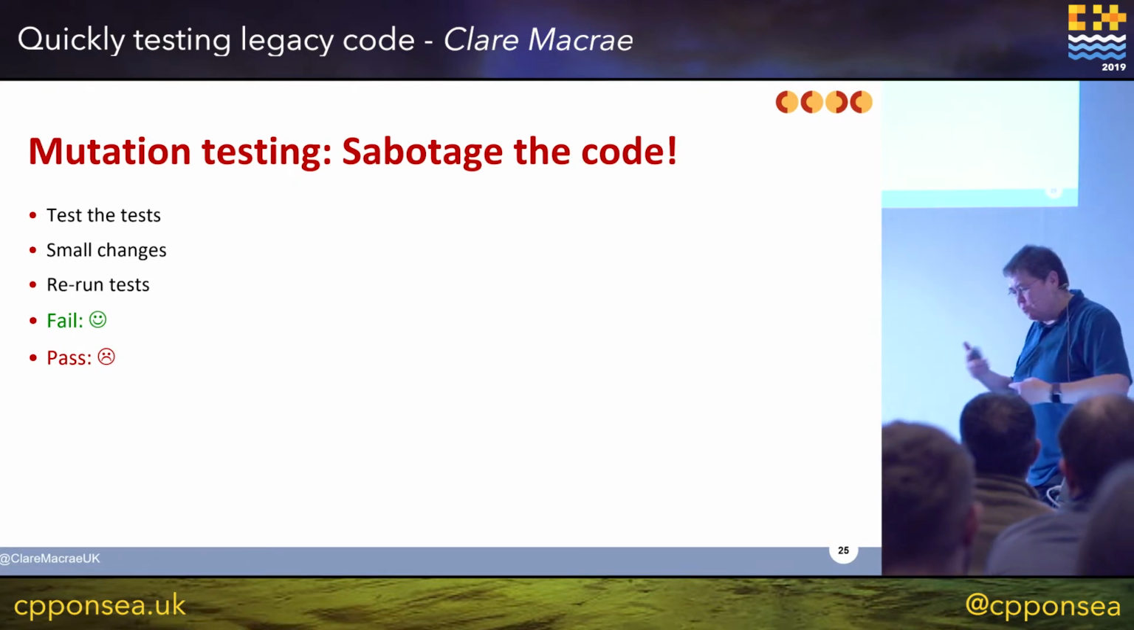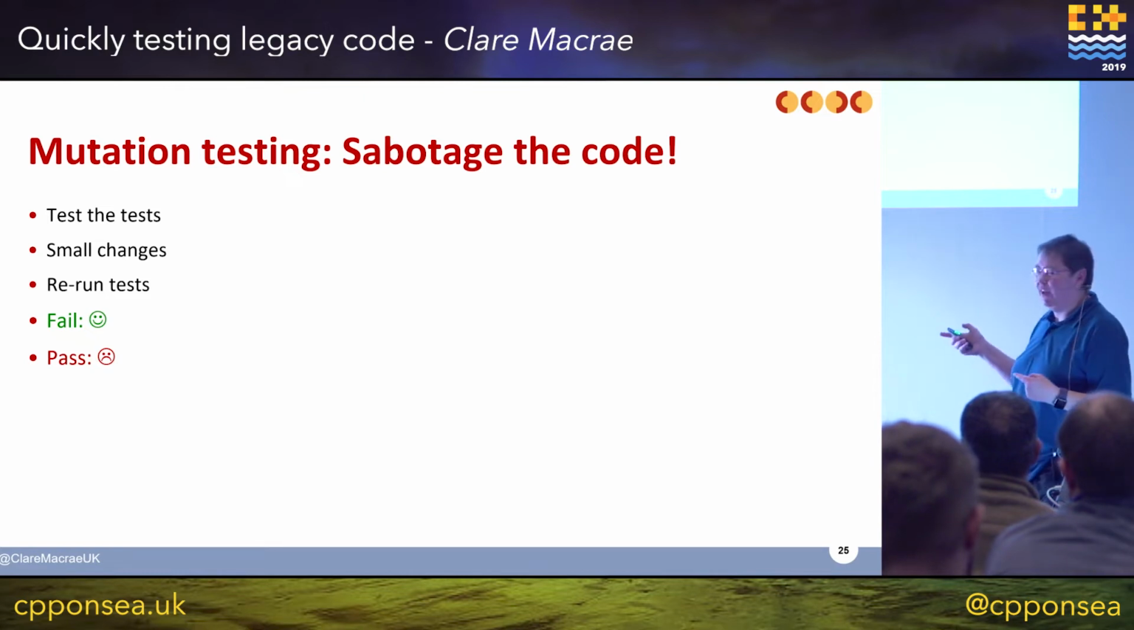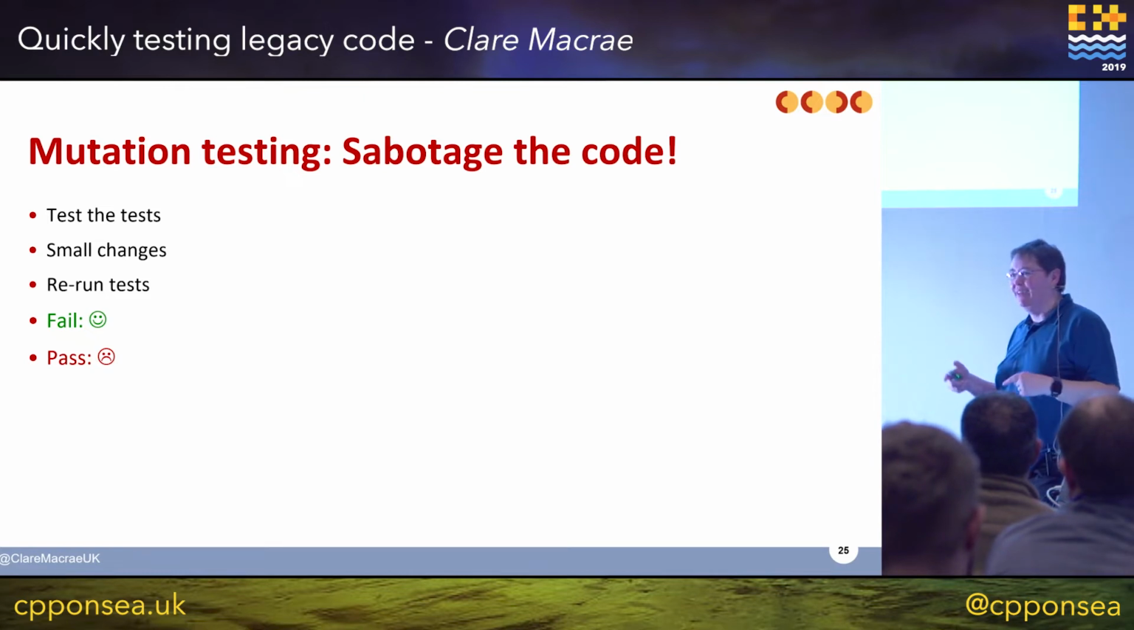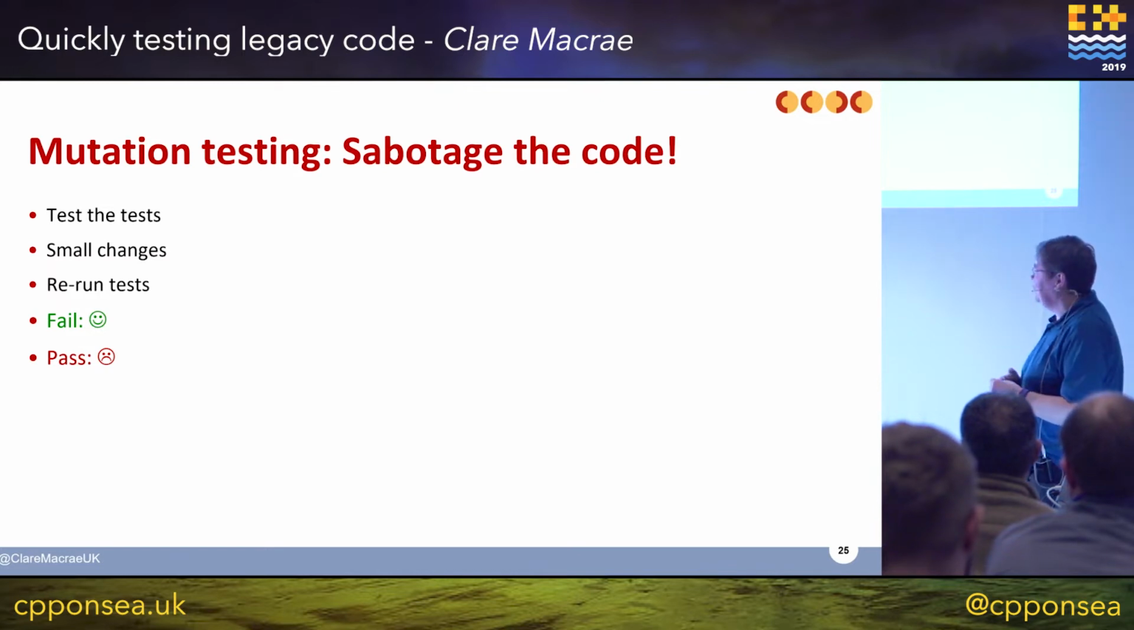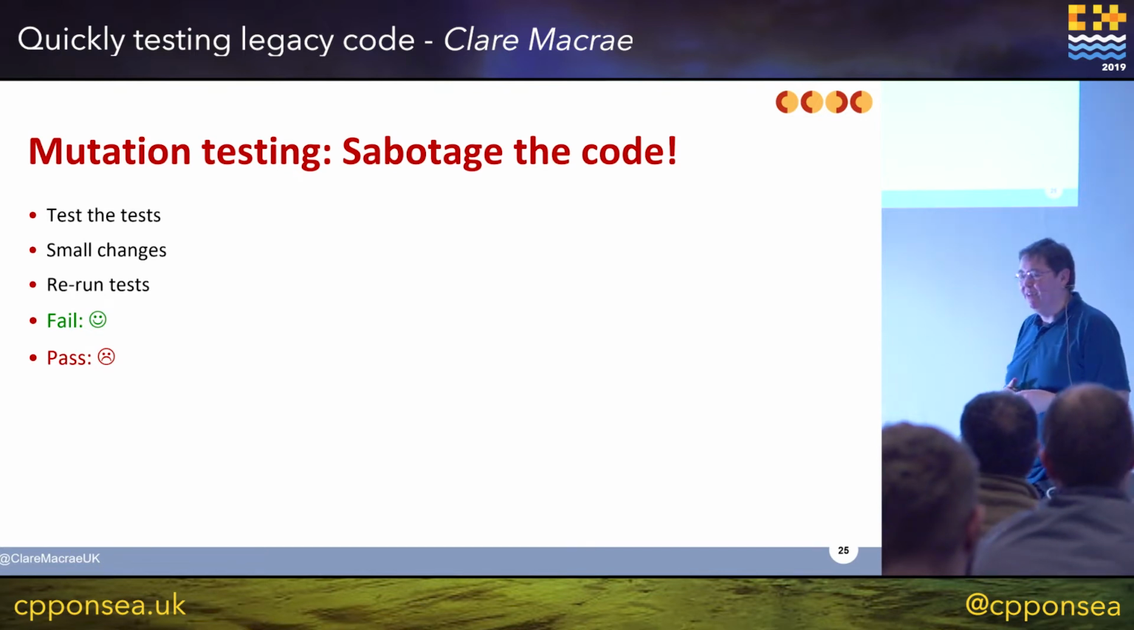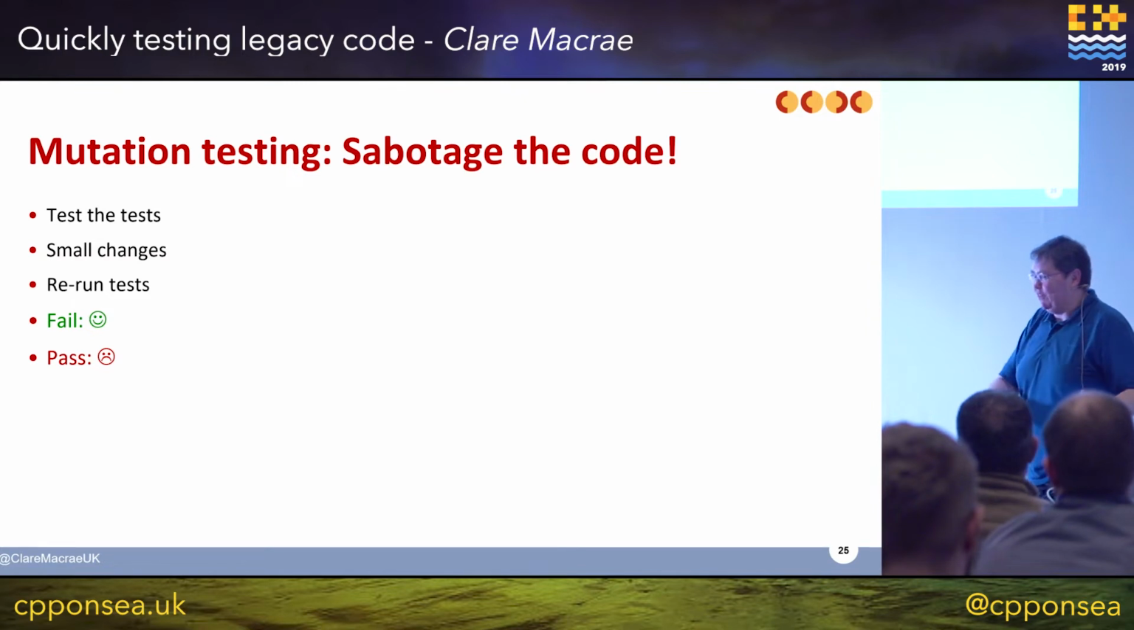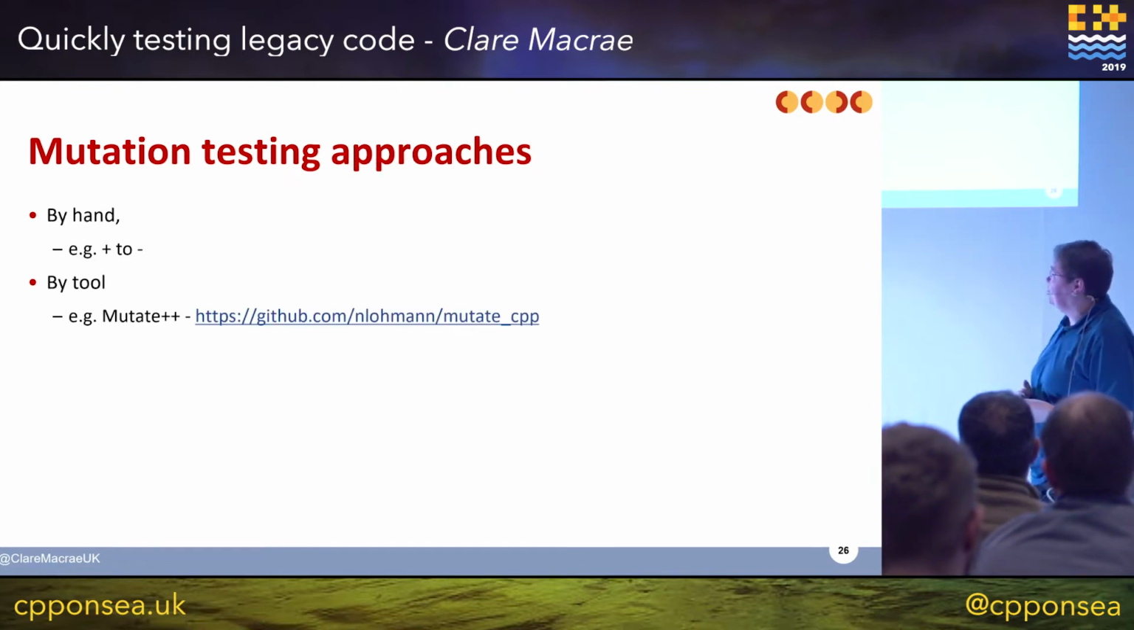And it's the complete opposite of normal test running. If your tests fail, that's good. You're happy. Your test suite found that mutation, that sabotage. If your tests pass, that's a case, a bit of your logic, a bit of your implementation that wasn't tested. You then have to decide if that matters or not, but that's really valuable information.